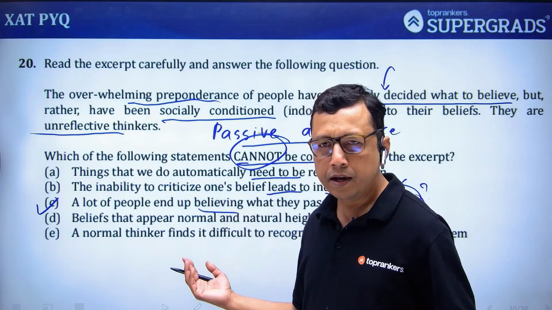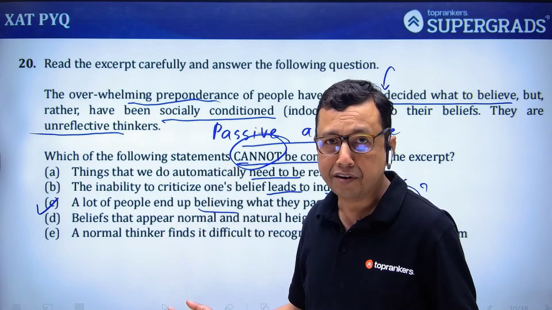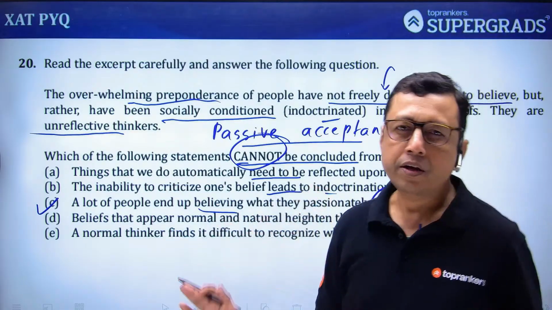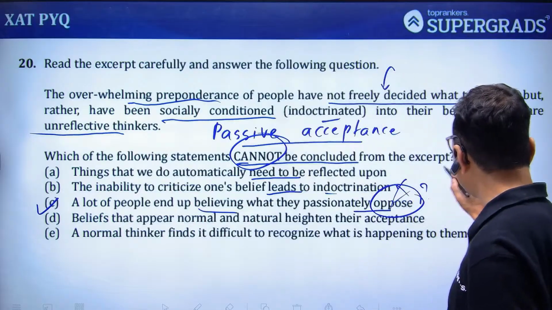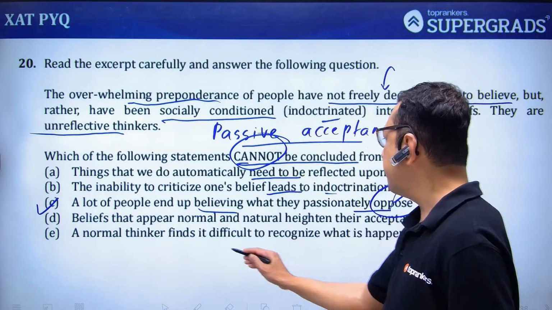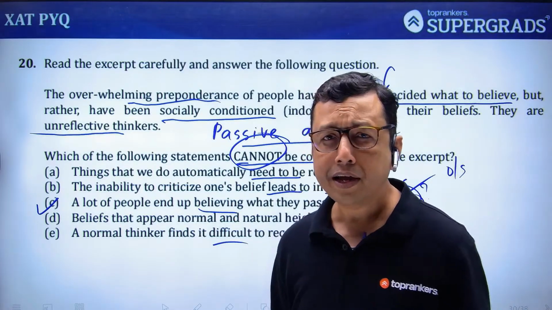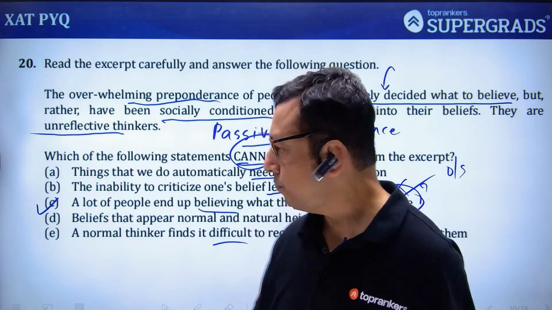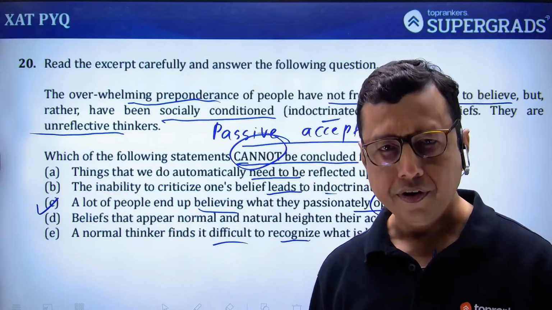Can be taken. I'm not saying all of these can be definitely concluded, but they are at least related to what is written, right? But this idea of believing in opposing thoughts is totally contradictory. In fact, it's not mentioned in the passage. So this is out of scope. A normal thinker finds it difficult to recognize what is happening to them. Yes, because that is how they are brainwashed. They are brainwashed because they are unable to recognize what's happening to them. This is also related to the idea. C is the only correct option.